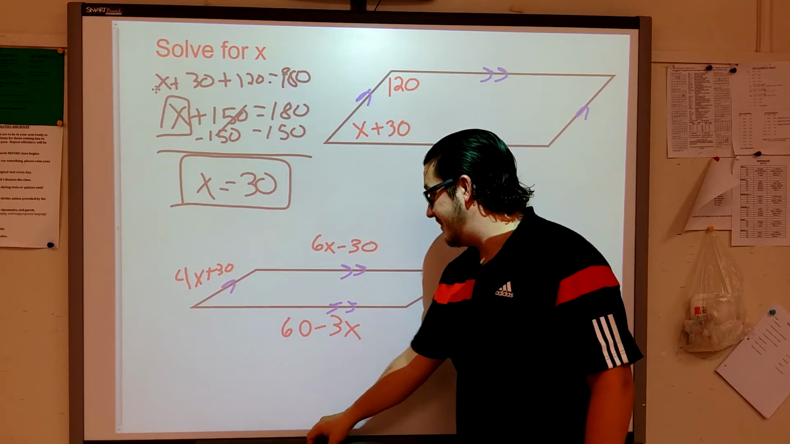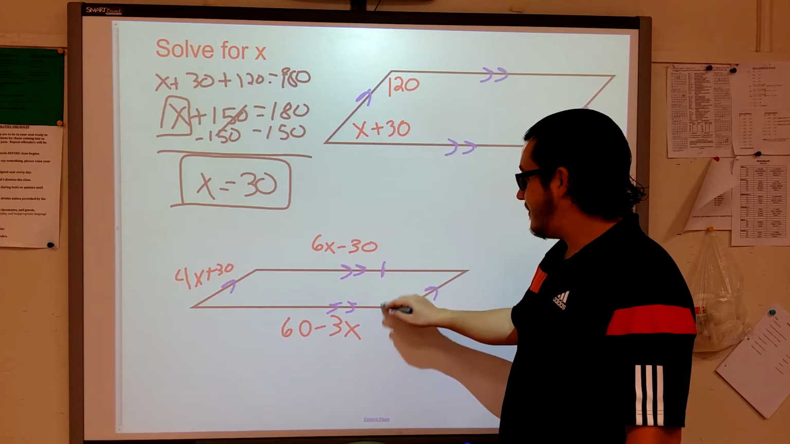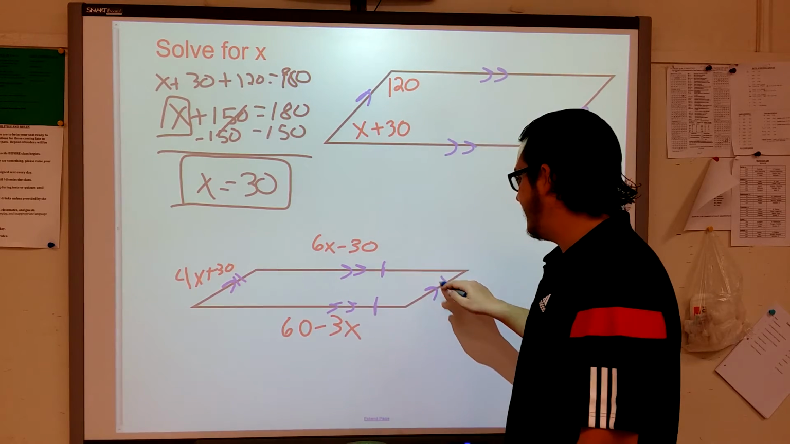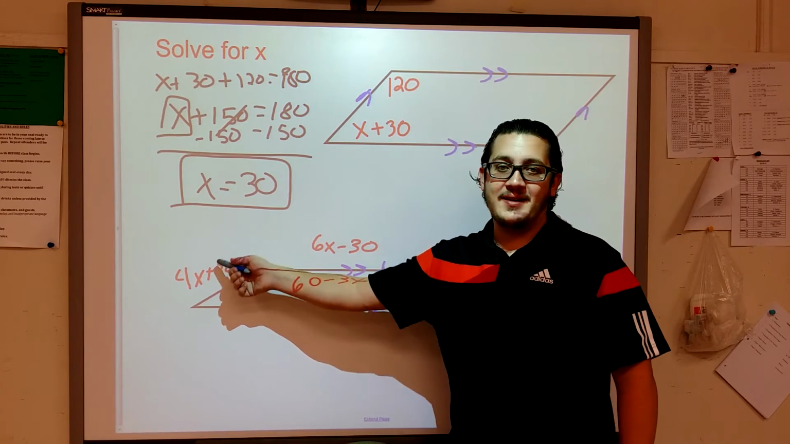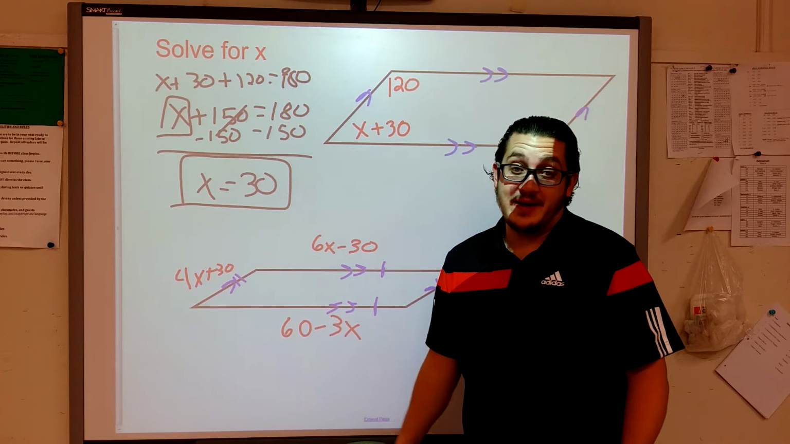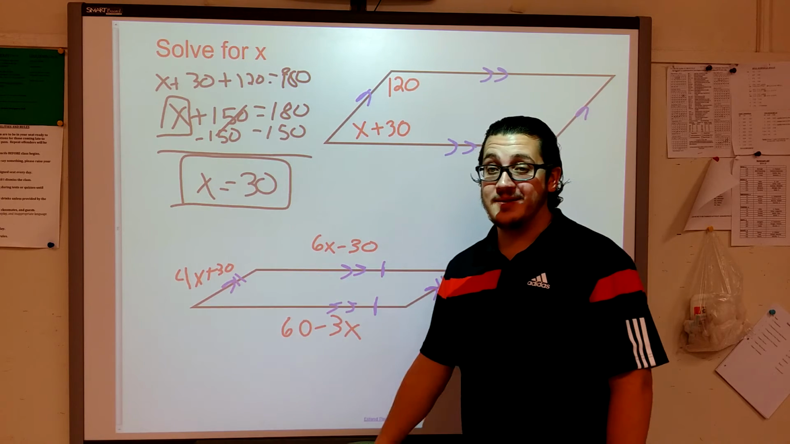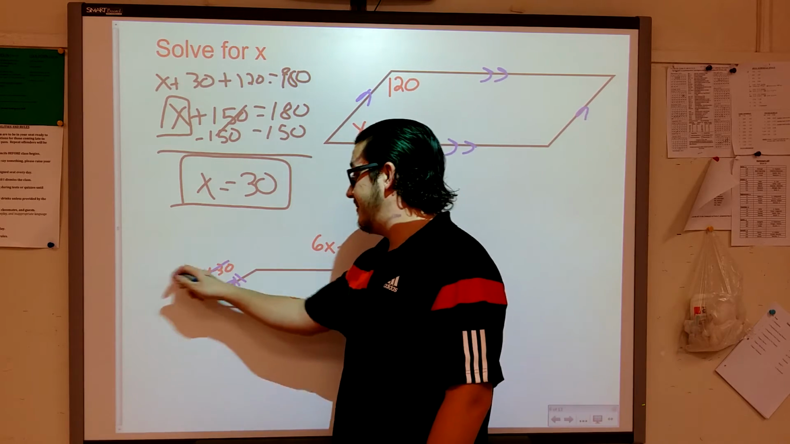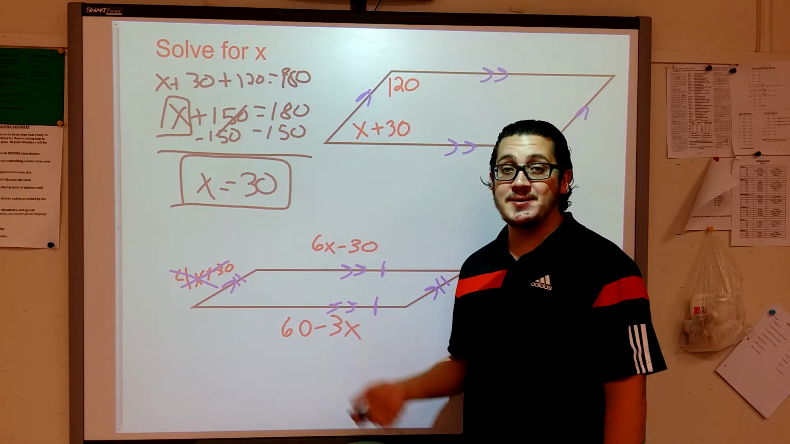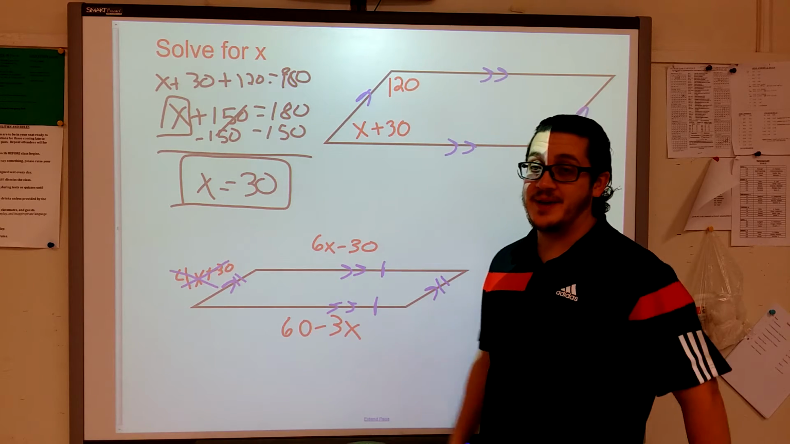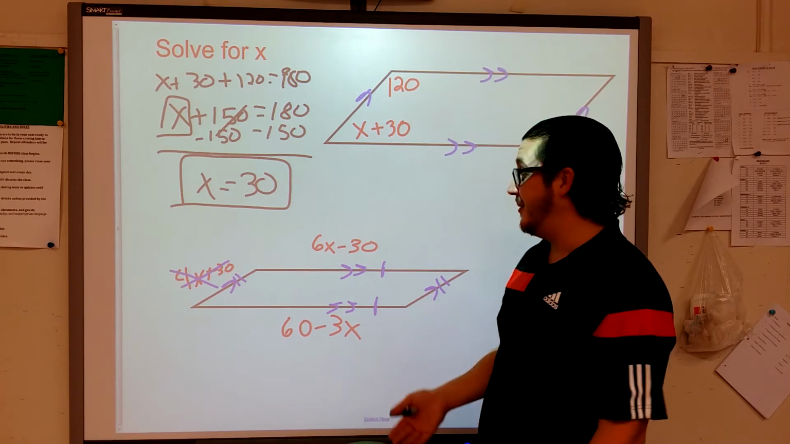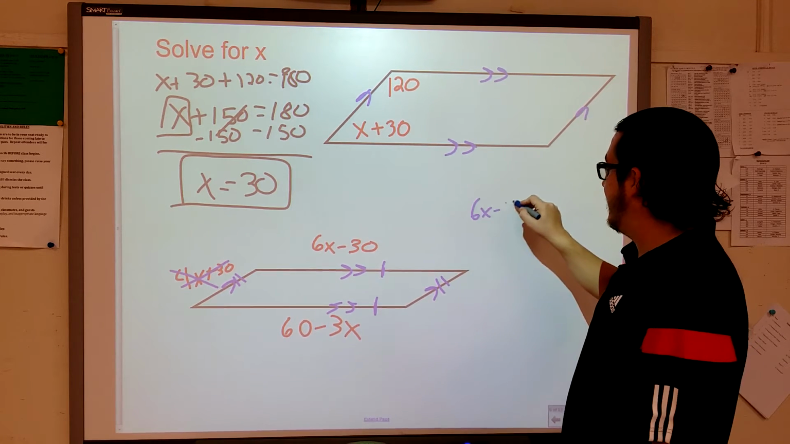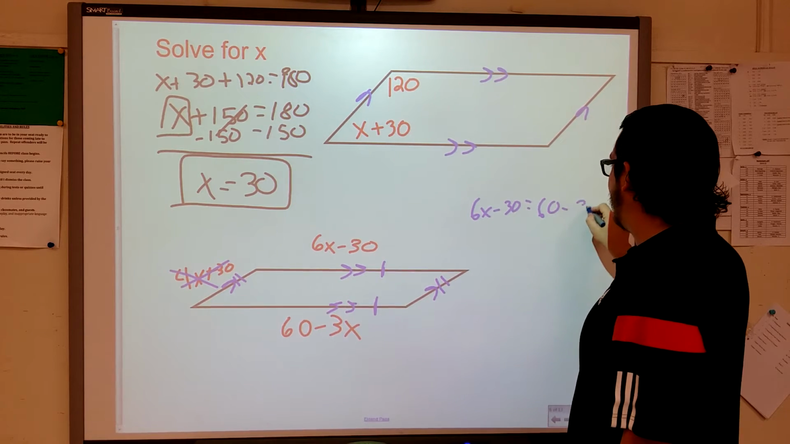What are our opposite sides here? These are opposite sides. These are opposite to each other, so they're congruent. This guy here, though, is just there to trick you. We don't even need it. Two of these are opposite to each other, so we're going to set these two equal. Unless we wanted to find out what the length of that side was, which we can use, but we don't need it. This is what we need here. So 6x minus 30 equals 60 minus 3x.